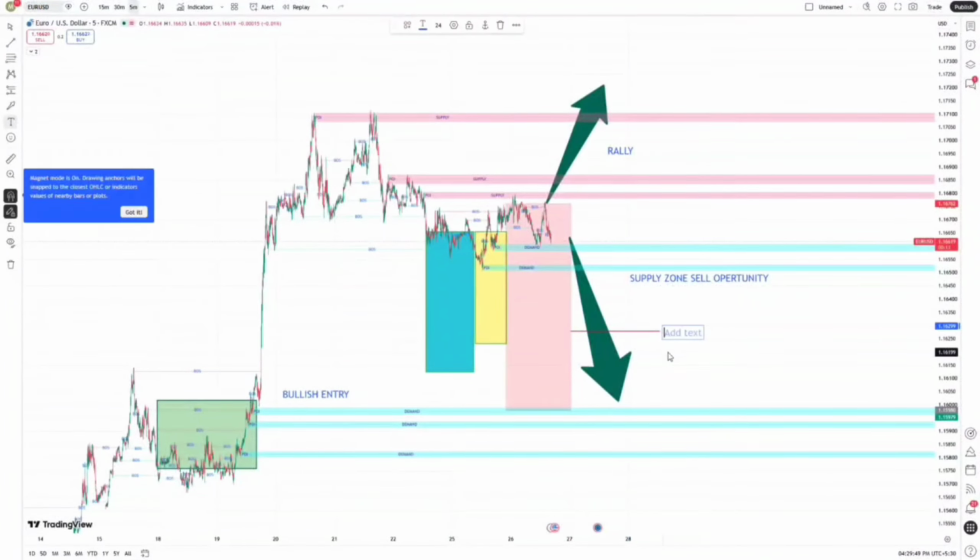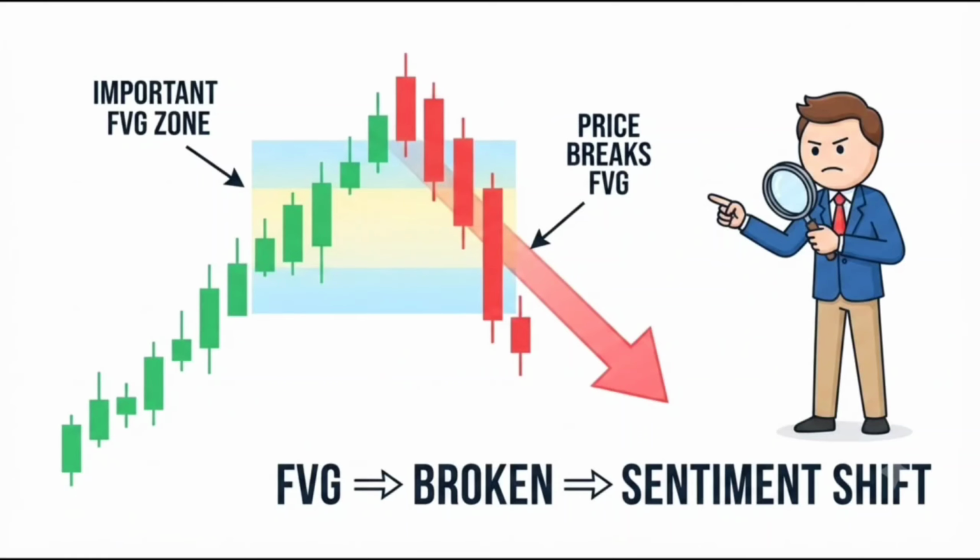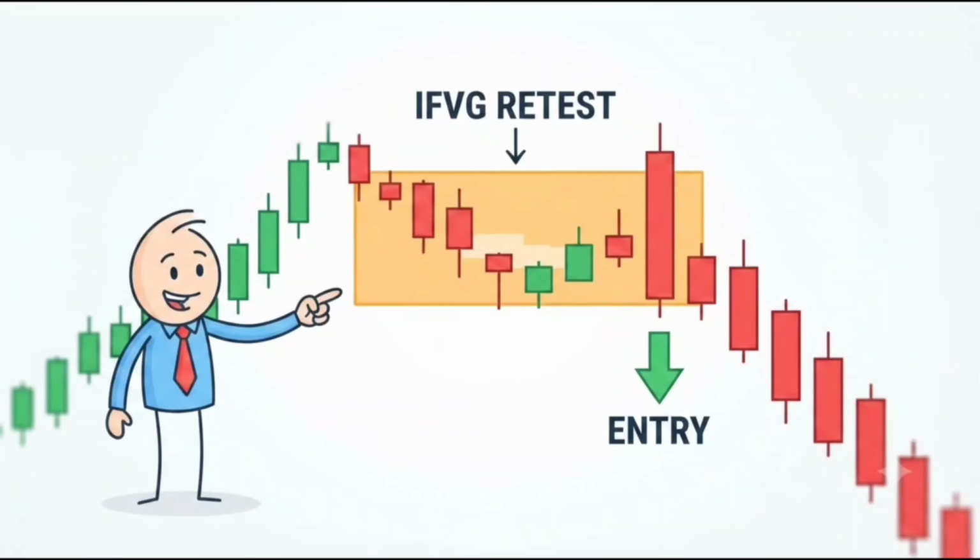Why is this IFVG so important? 1. It gives a very solid signal of a market trend change or reversal. 2. When professional smart money traders see that an important FVG has been broken, they understand that market sentiment has shifted. 3. Later, when the price returns to test this inverted gap, IFVG, it acts as a strong zone, and you can confidently enter a new trend there.